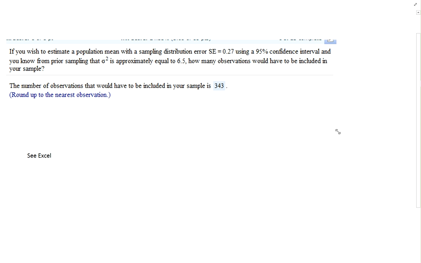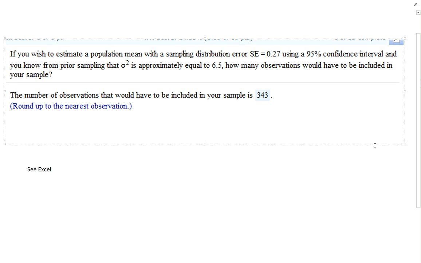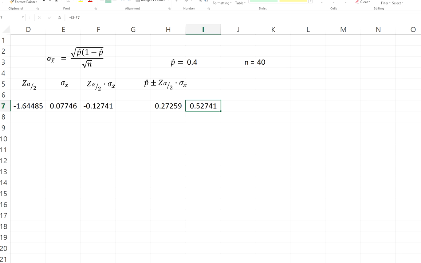Okay, in this case, this is slightly different. I did not discuss that in any of my previous discussion. In this case, the error limit is given to you for a 95% confidence interval. If you know the sigma squared, how many sample observations do you have to take? So let's go back to the Excel page.